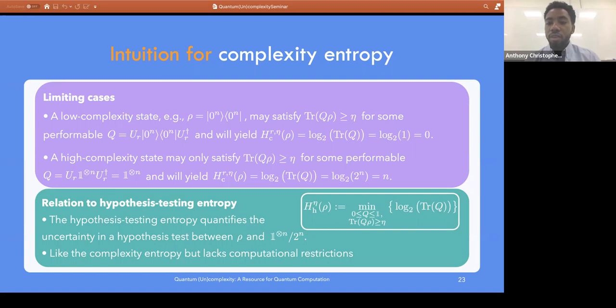In fact, the only significant difference is that in the complexity entropy, we are only able to perform relatively simple measurements that have at most complexity R. Whereas in the hypothesis testing entropy, we could apply any Q, any measurement operator. So hypothesis testing entropy is similar in the sense that it's like the complexity entropy, but it lacks the computational restrictions. We need those computational restrictions in order to basically not trivialize complexity.